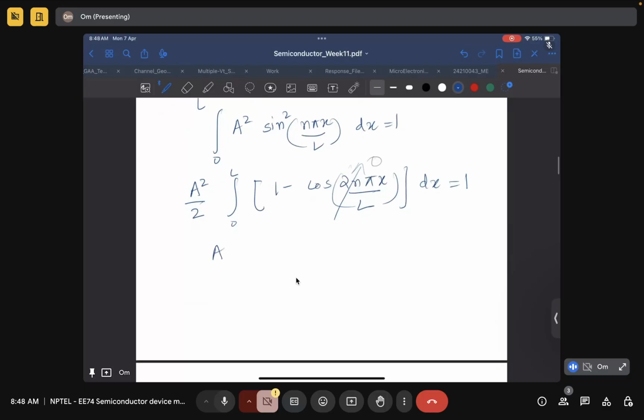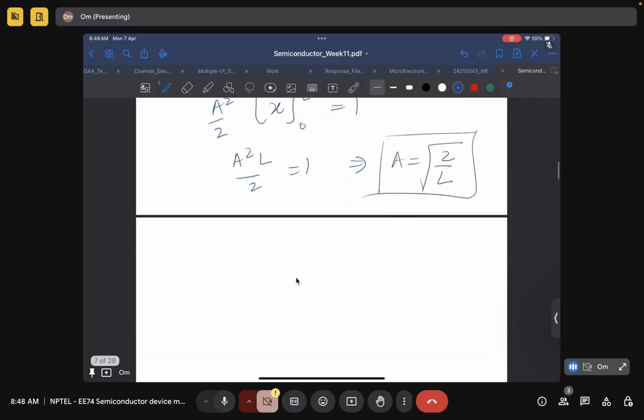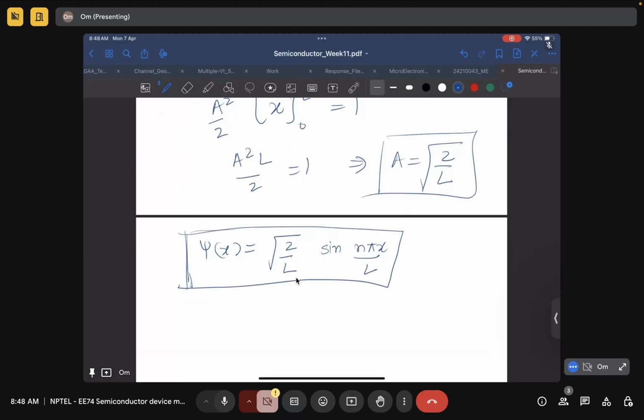We will be left with A square by 2 times integration 0 to L is 1. So simply A square L by 2 is 1. This means A is equal to under root 2 by L. So we have found A also. Now your function finally is under root 2 by L sine n pi x upon L. This is your solution for a particle in a 1D infinite potential well.